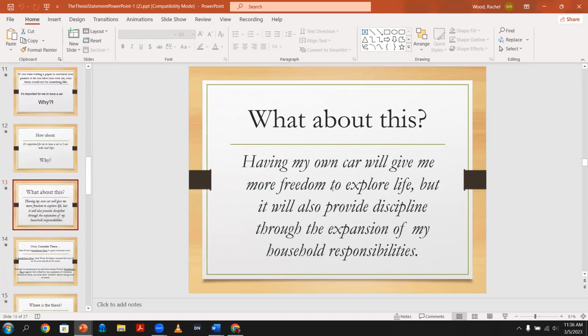So how about something along these lines? Having my own car will give me more freedom to explore life, but it will also provide discipline through the expansion of my household responsibilities.